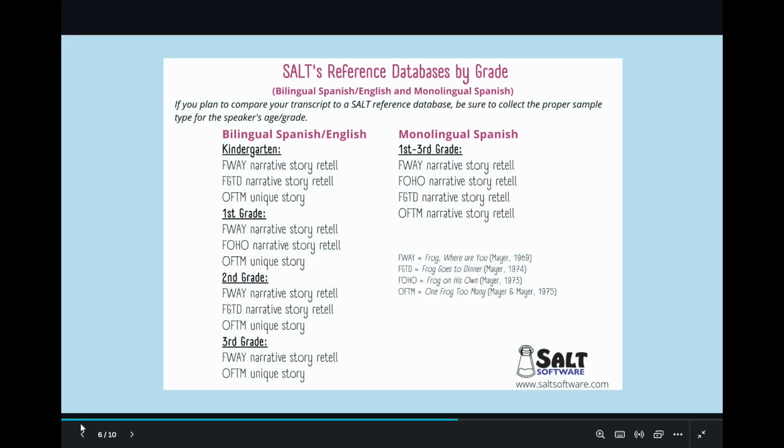This is just a quick overview, one-pager on all of the possible books, just to make sure you're doing the right story for your elicitation context that you've chosen. So this is just a quick look. Again, going by grade is the best way to approach this.